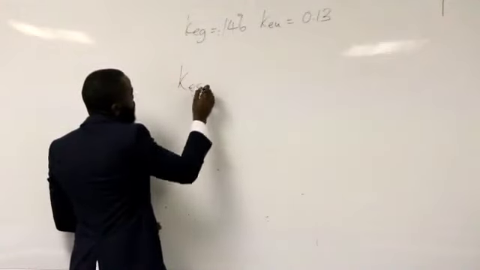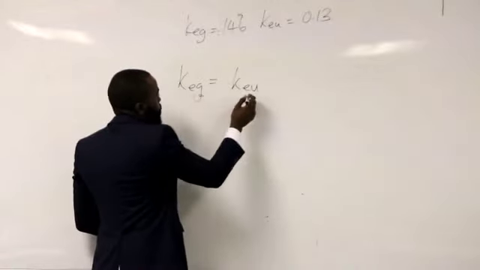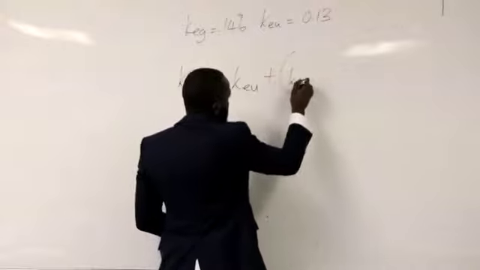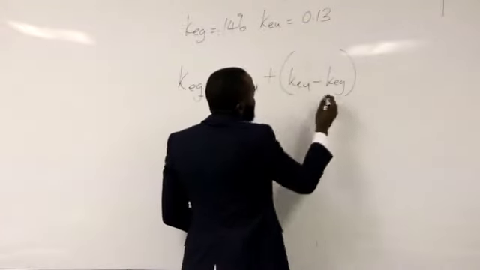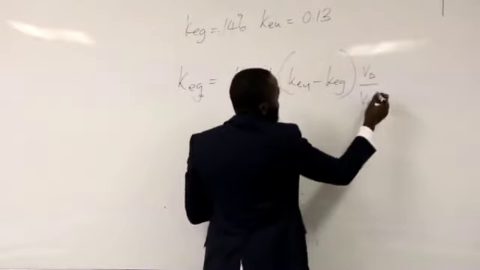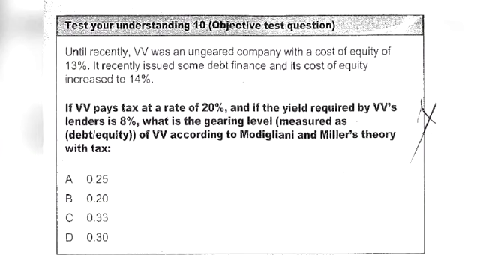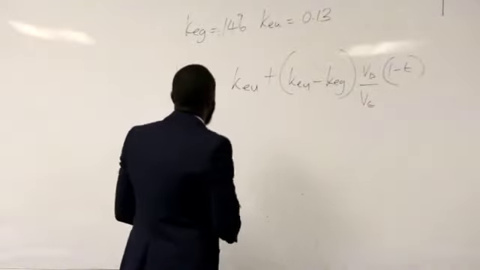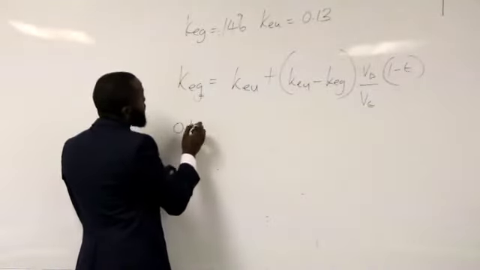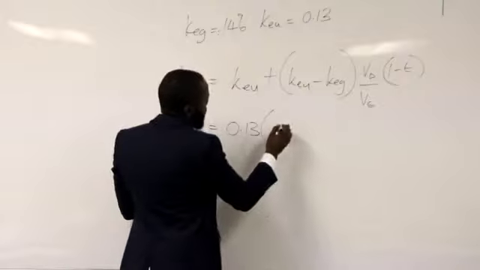We're going to use our formula number 2, which is cost of equity in a geared company is equal to cost of equity in an ungeared company plus cost of equity in an ungeared company minus cost of debt, VD over VE, times 1 minus the tax. What this question wants us to calculate is, it says, what is the gearing level measured by debt to equity? It wants us to figure out this ratio. We know that the cost of equity in the geared company is now 14%. Cost of equity in an ungeared company is 0.13. And here we take 0.13.